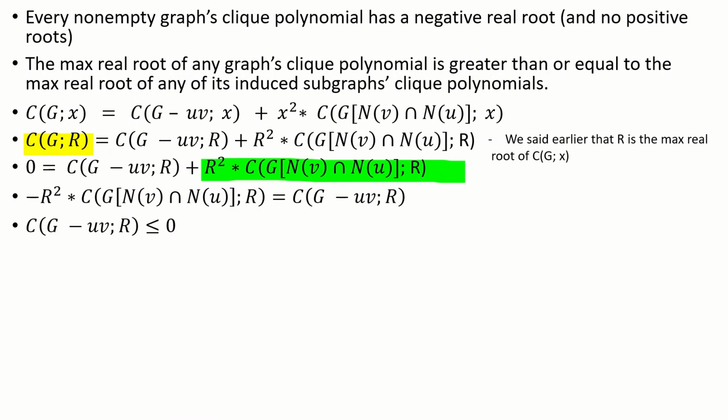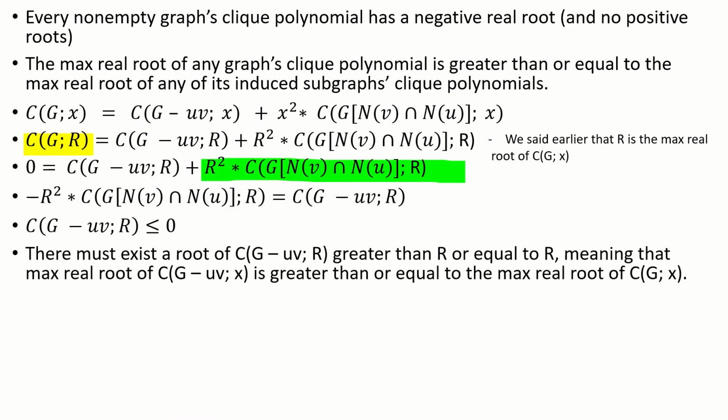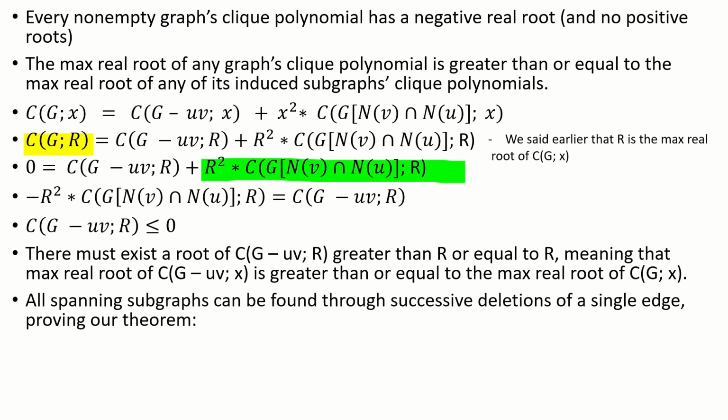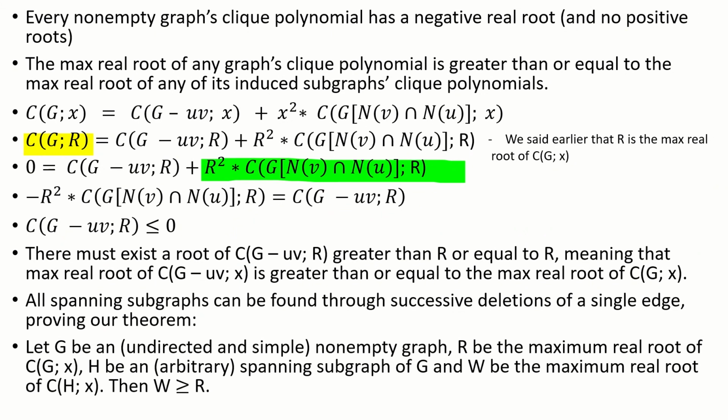That fact, along with the intermediate value theorem and the fact that any clique polynomial evaluated at 0 is 1, implies that the max real root of the spanning subgraph's clique polynomial is greater than or equal to the max real root of the clique polynomial of the original graph. Since this is true for spanning subgraphs missing a single edge, and since we can represent any spanning subgraph of G by successive applications of removing a single edge, this proves that the max real root of the clique polynomial of any spanning subgraph is greater than or equal to that of the original graph's clique polynomial.